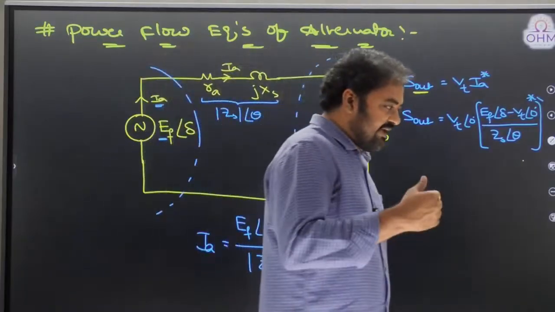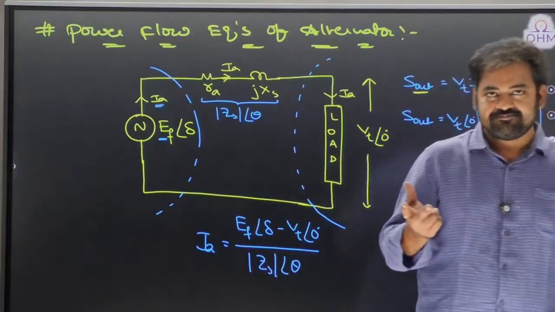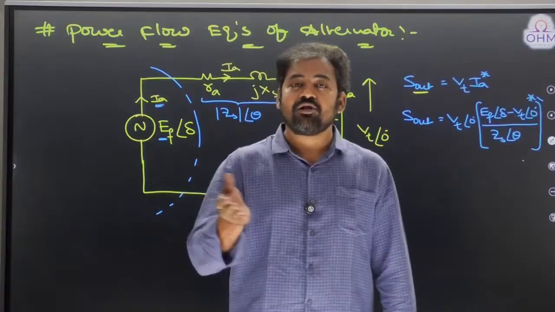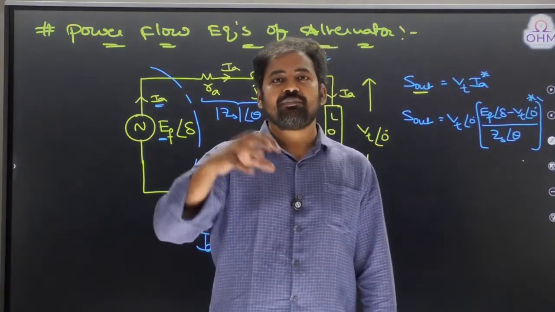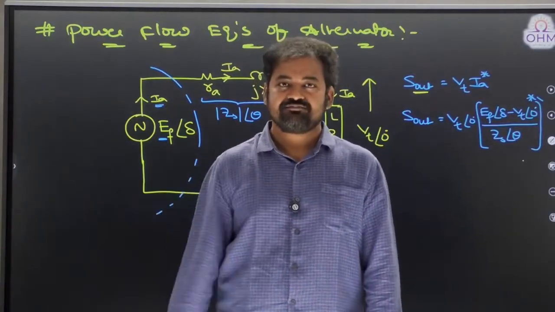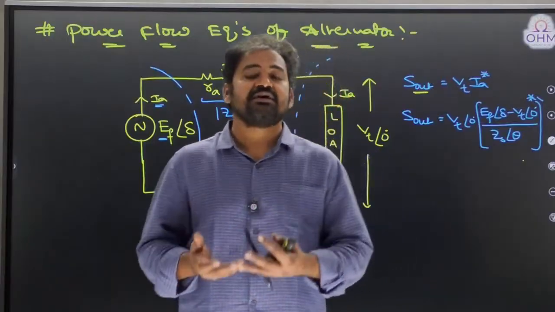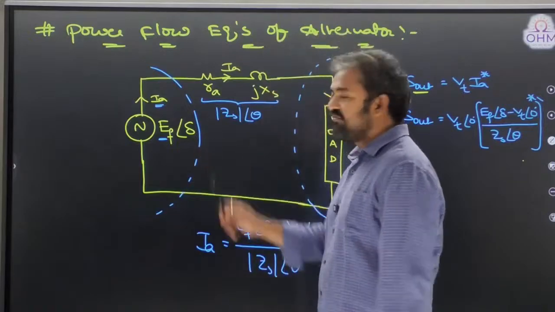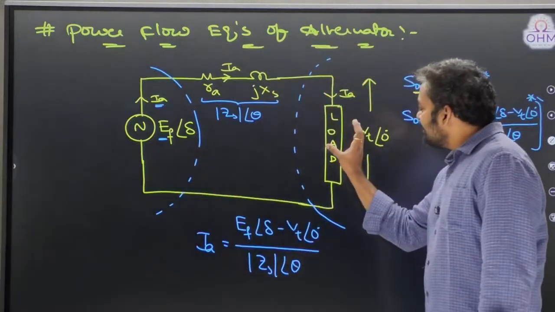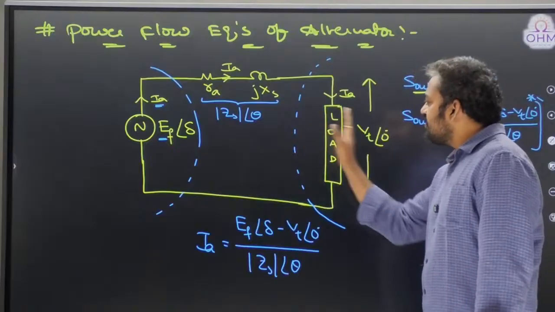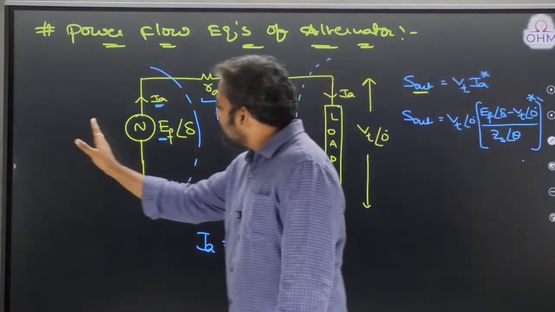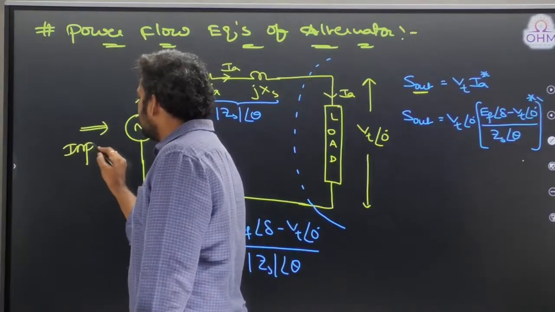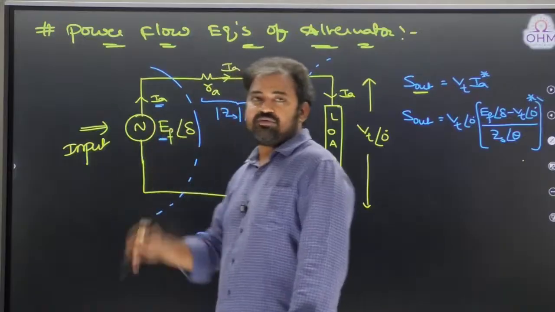Remember, you can calculate input power in two ways. One is to calculate output power and add losses to that. Output power plus losses will give you input power. Or else you can directly calculate the input power of the alternator as well. As I told you, from the equivalent circuit, remember the terminals where the load was connected, this is the output terminals. Therefore, I can treat this as the input side of the alternator where mechanical power will be given.